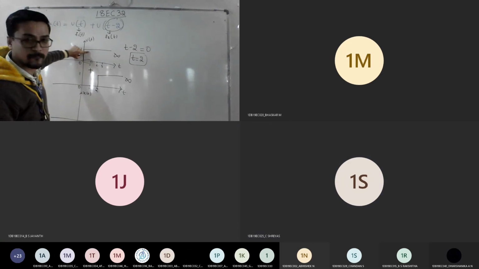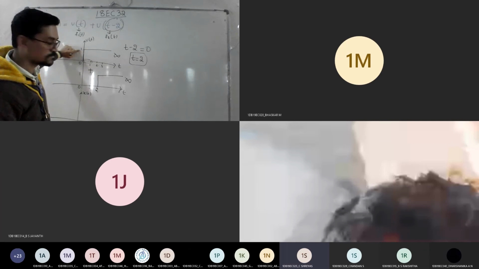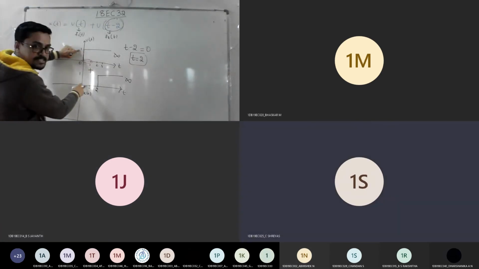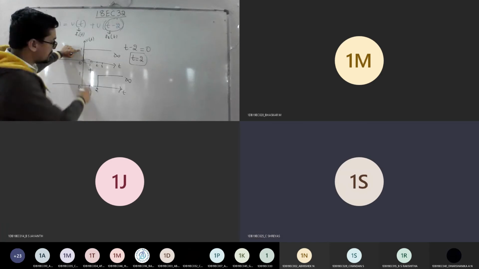Signal, yes or no? Yes, sir. What is the amplitude? 1. So here the amplitude is 1. What about here? Signal is there, but the amplitude is 0. Correct? Signal is not there only.